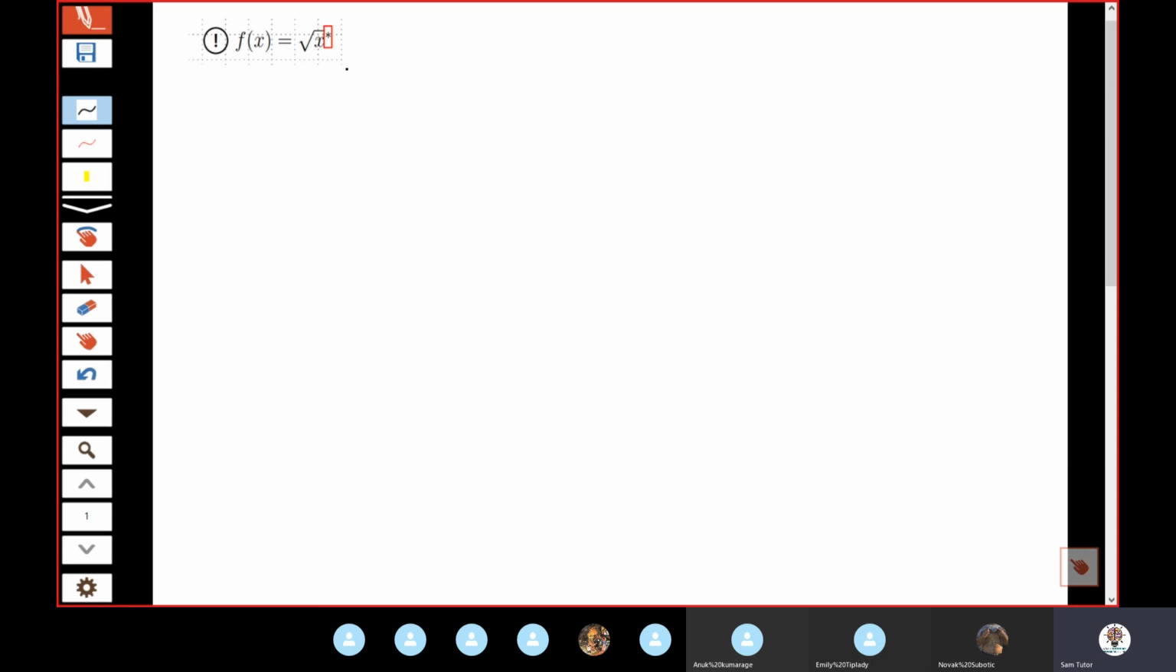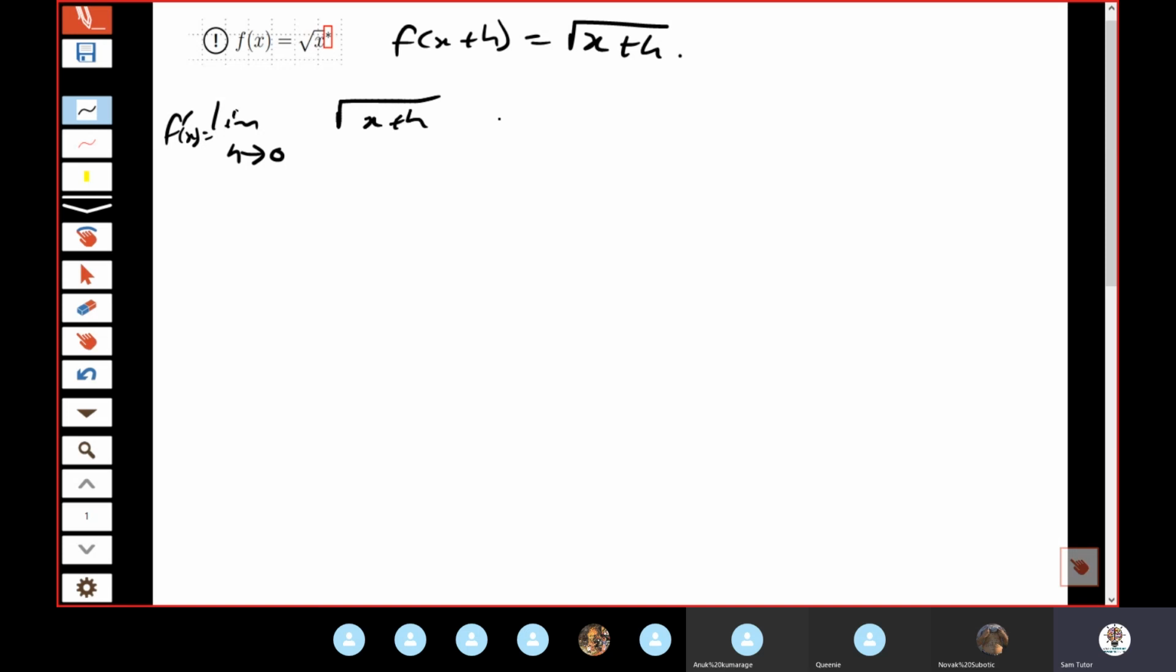So we've got f of x equals root x. From that, we get f of x plus h, which is what, Queenie? Root x plus h. Then we know that f dash of x is equal to the limit as h approaches 0 of f of x plus h, which is just this thing, minus root x, over h. Okay, and we're stuck.